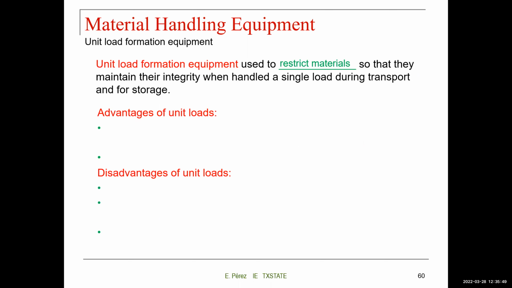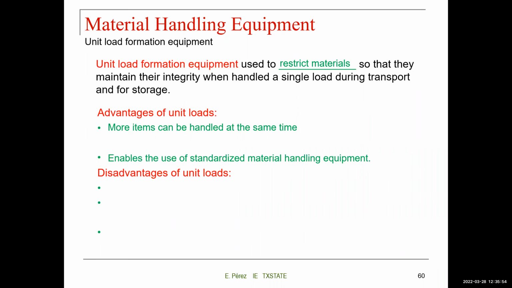But that's not the only option we have. Let's talk first about the advantages. More items can be handled at the same time, and it also enables the use of standardized material handling equipment. If you are moving just one box at a time, you will need some type of material handling equipment. Maybe you can have a person moving that box, or you can move it with a cart. But if you have a single pallet, then you can use one of the trucks, like a forklift, to move that pallet, and that enables the use of standardized material handling equipment.